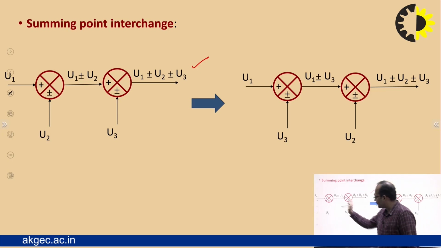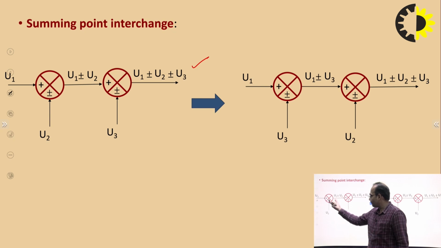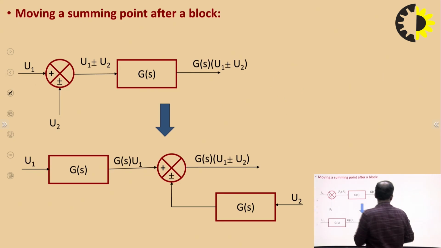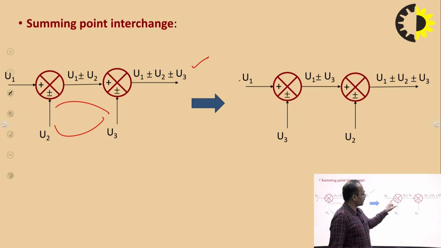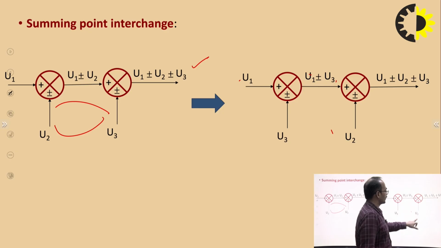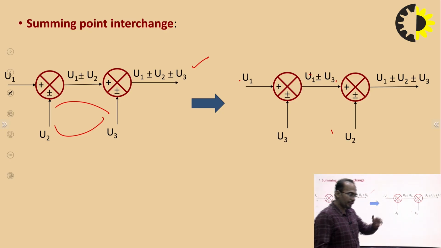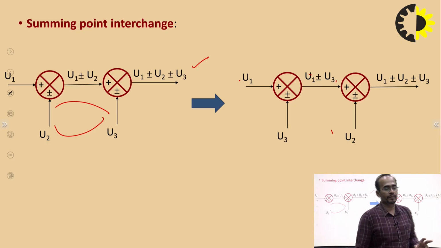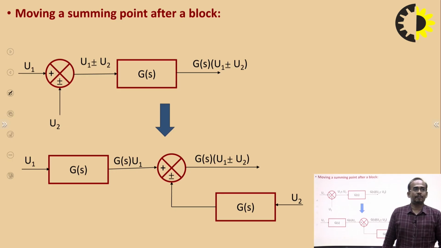If I interchange these two summing points, then what will we get? U3 will come here and U2 will come here. So the resultant block diagram will be like this. The output for this summing point will be U1 plus or minus U3, and for this summing point will be U1 plus or minus U3 plus or minus U2, which is the same as this block diagram. So we can interchange the summing points by using this rule. Next, moving a summing point after a block.